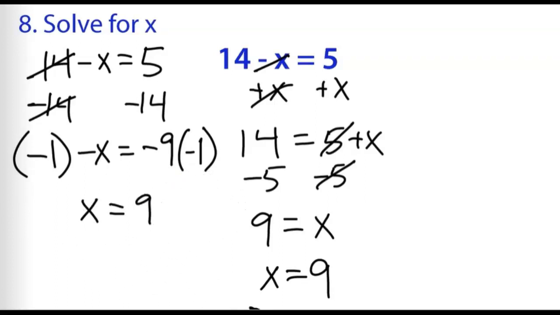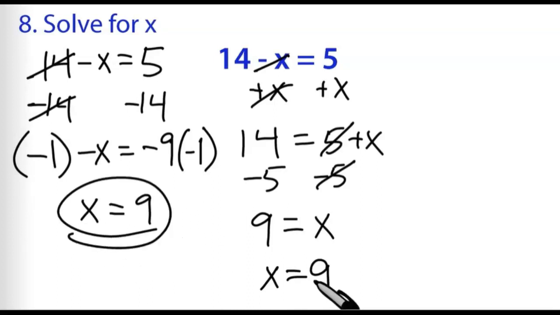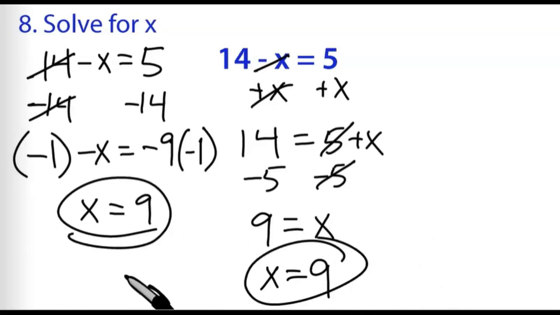So we get the same answer both ways. We have x equals 9, x equals 9. So if you're comfortable with negative numbers, this method might be easier for you. Both methods require 2 steps, but whichever is easier for you is fine. You get the same answer either way.